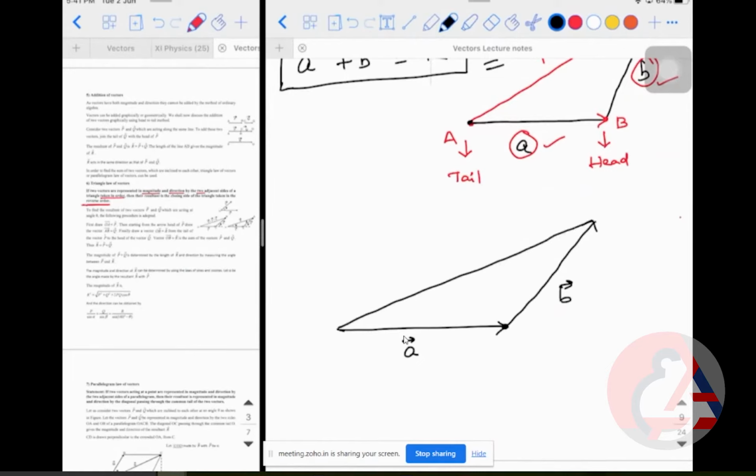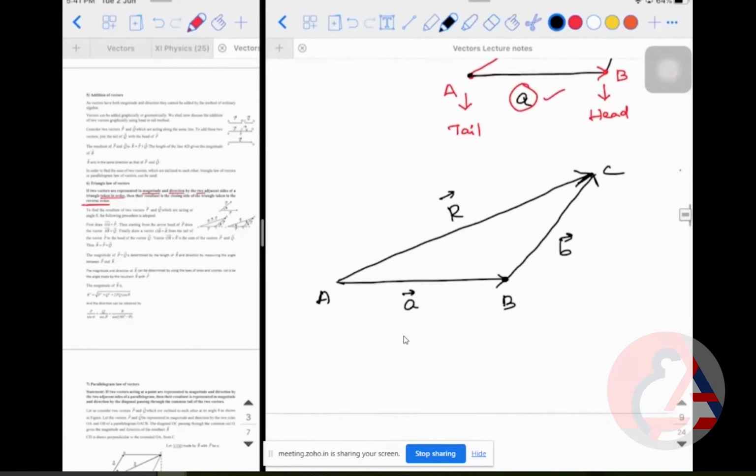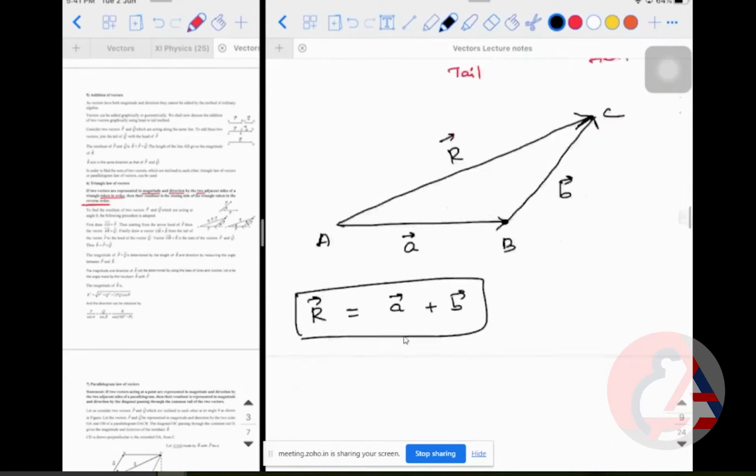So the closing side of the triangle, if I take these points as A, B and C, this AC is going to be the closing side of the triangle, but it should be taken in the reverse order. In the sense, the tail of the resultant vector and the tail of the second vector should coincide. That is the meaning. So if I name this vector as R vector, then R vector is equal to A vector plus B vector. This is the mathematical expression for triangle of vectors.